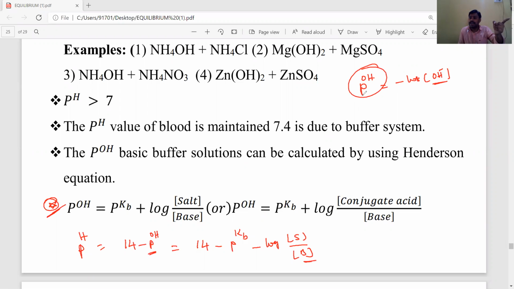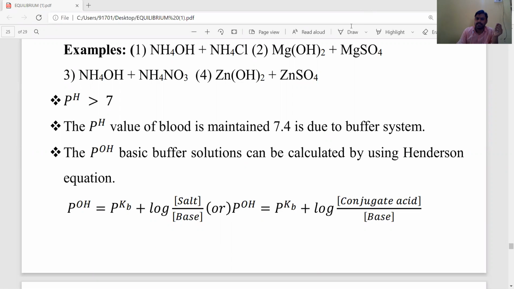Weak base formulas we have already discussed, how to calculate the pOH of a weak base. The pOH of a weak base is equal to pKb plus 1 by 2 log C. That is the formula. So for basic buffer solutions, pH is equal to 14 minus pKb minus log of the concentration of salt by the concentration of base. These are very important formulas.